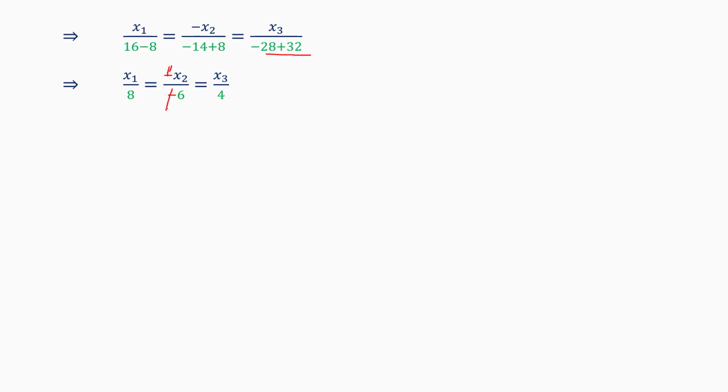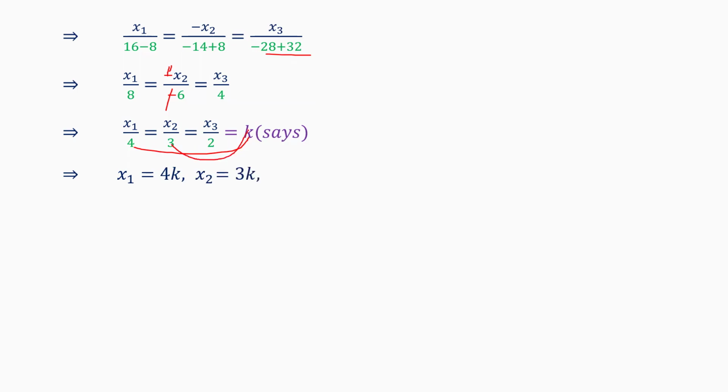And if we divide the whole equation by 2, then we have x1 upon 4, which is equal to x2 upon 3, which is equal to x3 upon 2. Let us consider this as k. So what is the value of x1? x1 is nothing but 4k, x2 is nothing but 3k, and x3 is nothing but 2k.